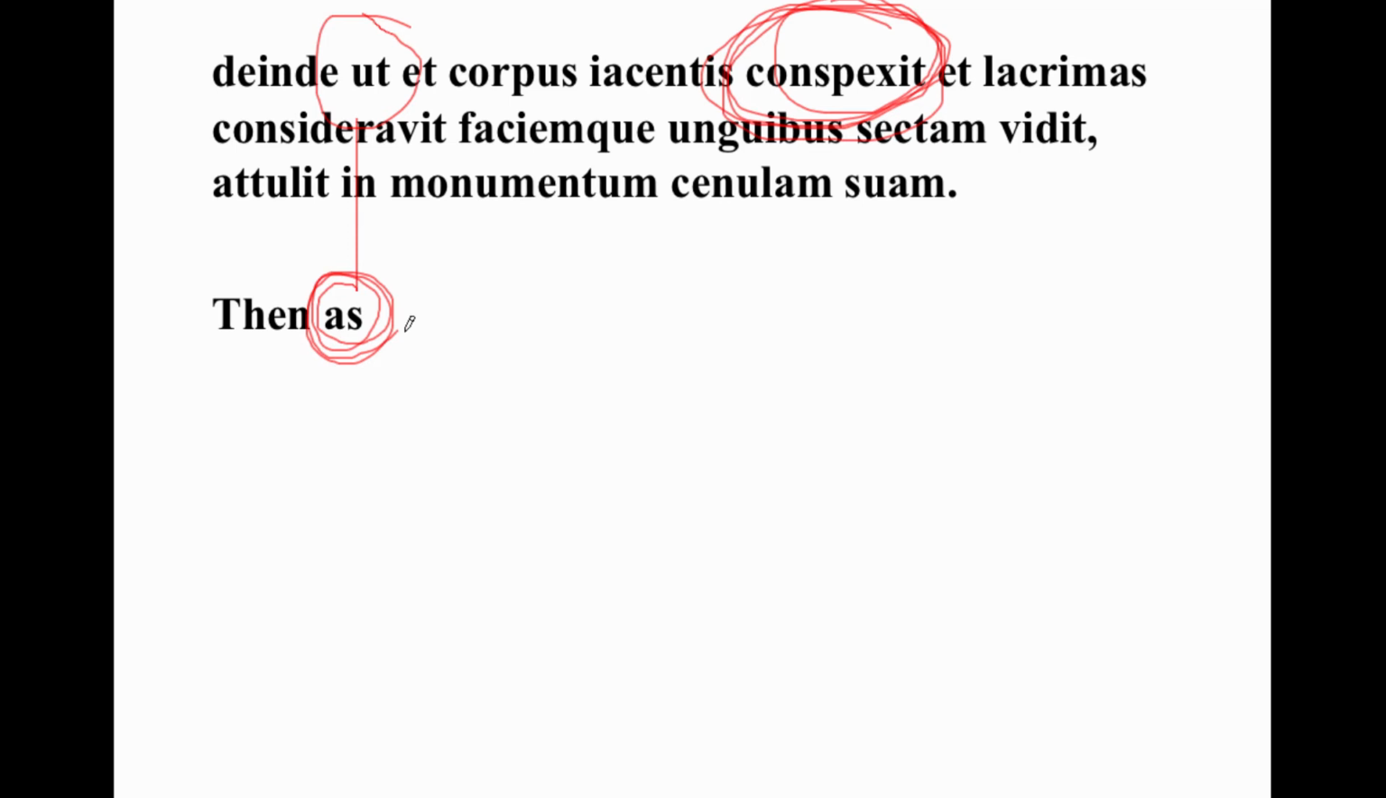So then as, now we see et, followed by another et, okay? This is going to trigger translating this as both something and something else. So we've got et and a verb, et and another verb, consideravit. Now we've also got que, which also means and, followed by another verb. So you're going to see me translate this, that then as he both did this and did that, then he's going to do something else. Okay, so let's see what those things are.